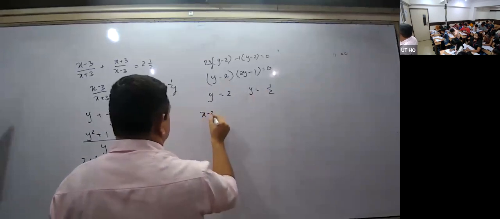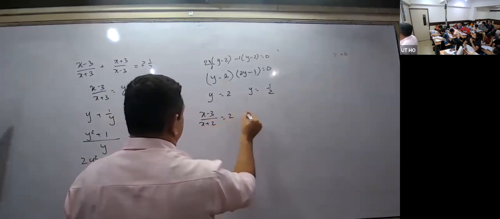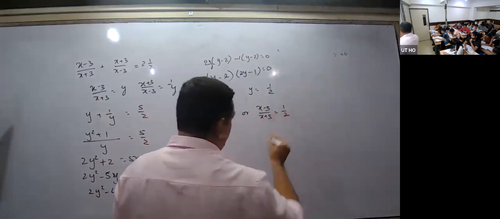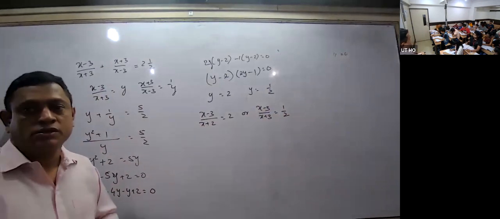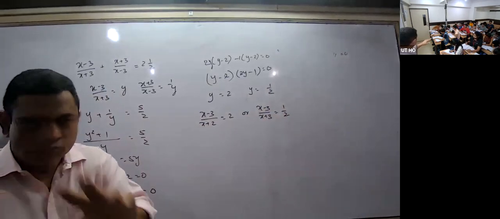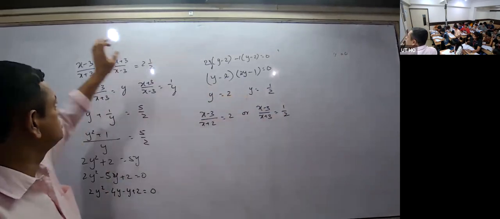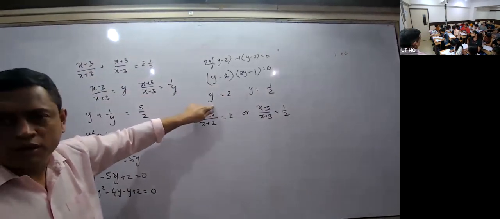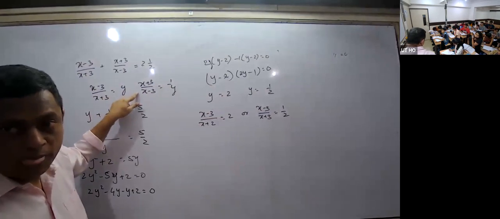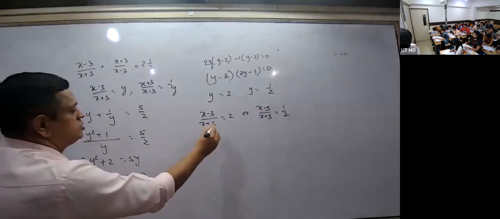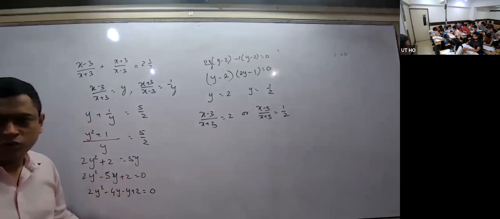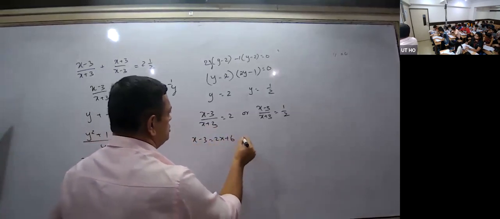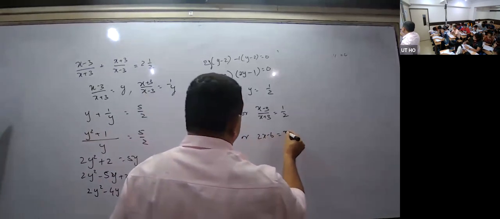Replace: (x minus 3) upon (x plus 3) equal to 2, or (x minus 3) upon (x plus 3) is equal to 1 by 2. Cross multiplication and get the value. Did you follow? You got this much? This is the value of y, not 1 by y's value. Then cross multiply: x minus 3 is equal to 2x plus 6, or 2x minus 6 is equal to x plus 3.